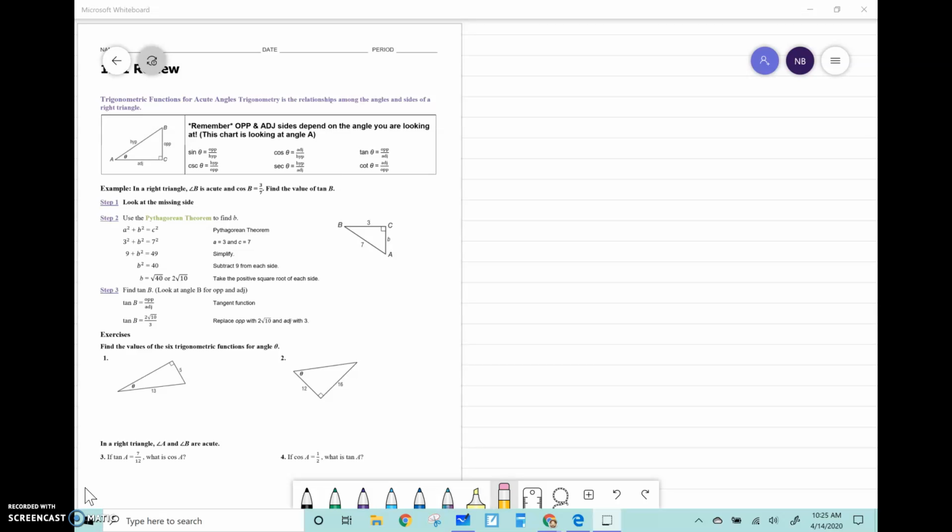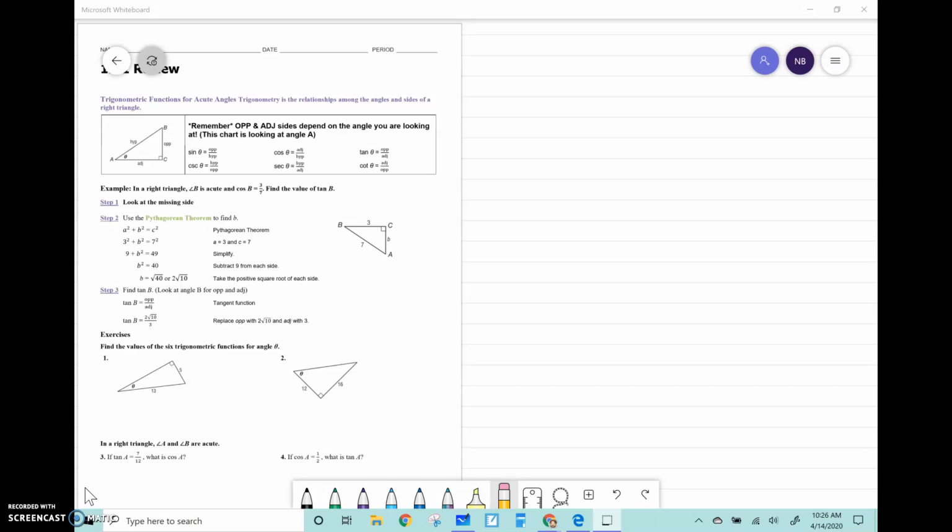So what I did was I made this chart worksheet for you, which highlights different important things in purple and green. Just starting off, trigonometric functions for acute angles. Trigonometry is the relationships among the angles and sides of a right triangle.